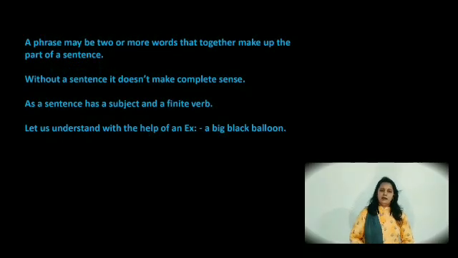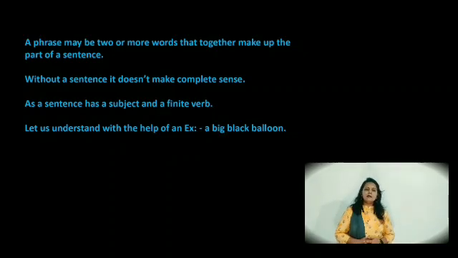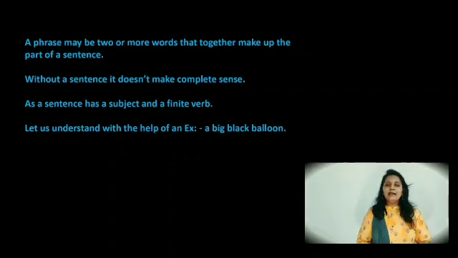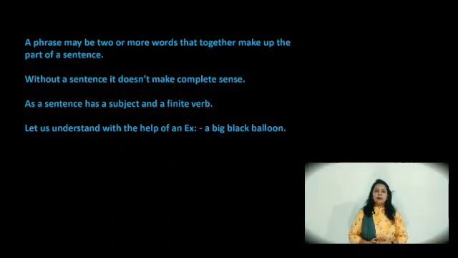Now the first thing is, a phrase may be two or more words that together make up a part of a sentence. We can also say that without a sentence, this group of words doesn't make complete sense, as a sentence has a subject and a finite verb and the remaining part of the sentence. Here, without a finite verb, it doesn't make sense as a sentence, so it may be called a phrase.